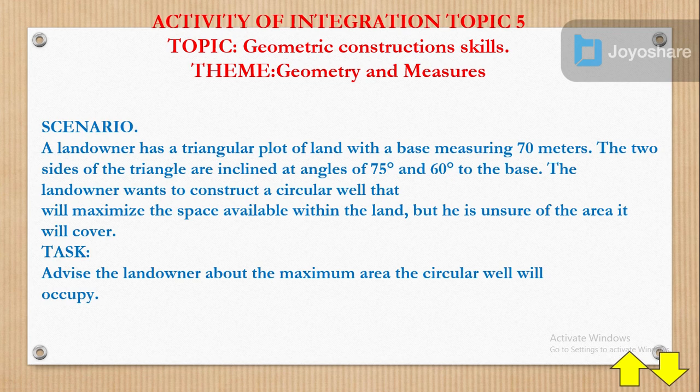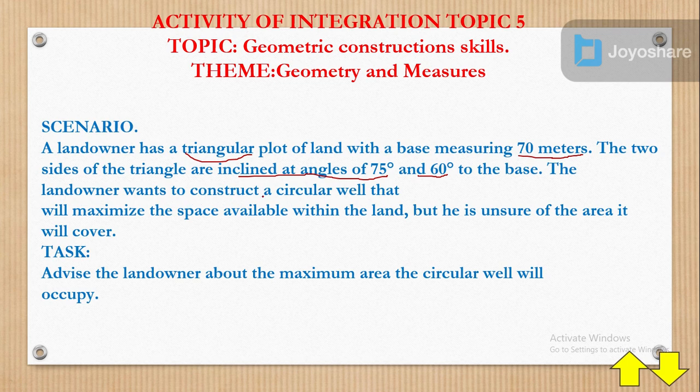So let's see. A landowner has a triangular plot of land with a base measuring 70 meters. The two other sides of the triangle are inclined at angles of 75 degrees and 60 degrees to the base.